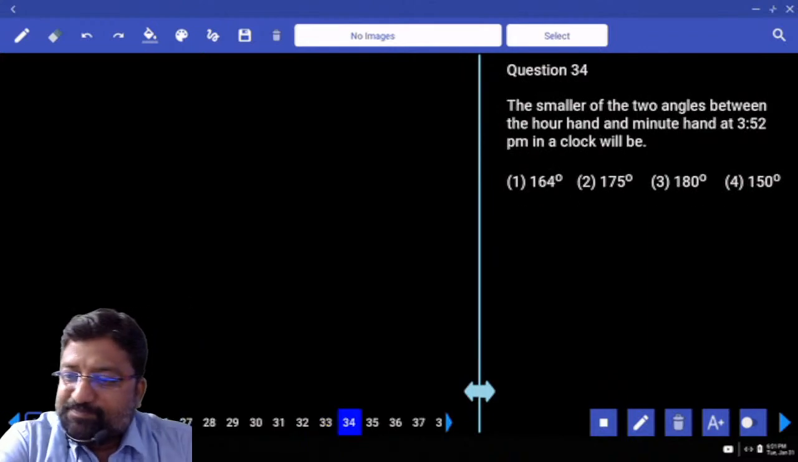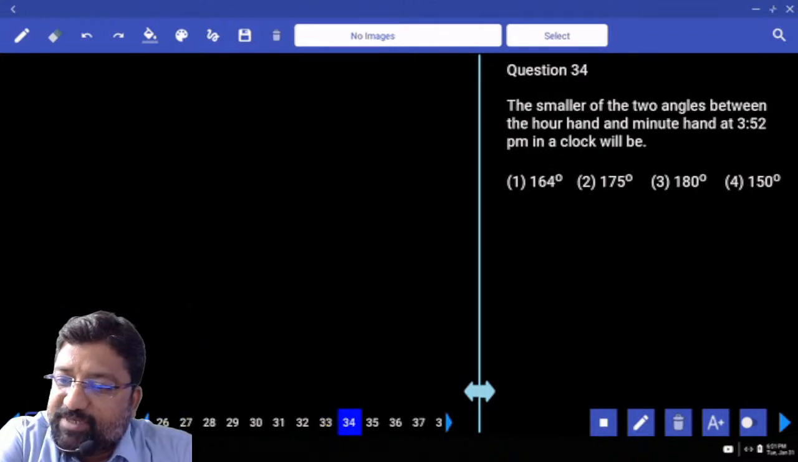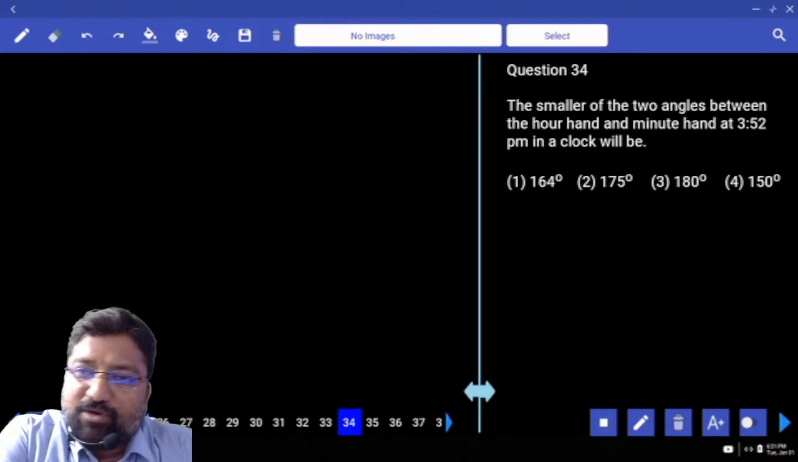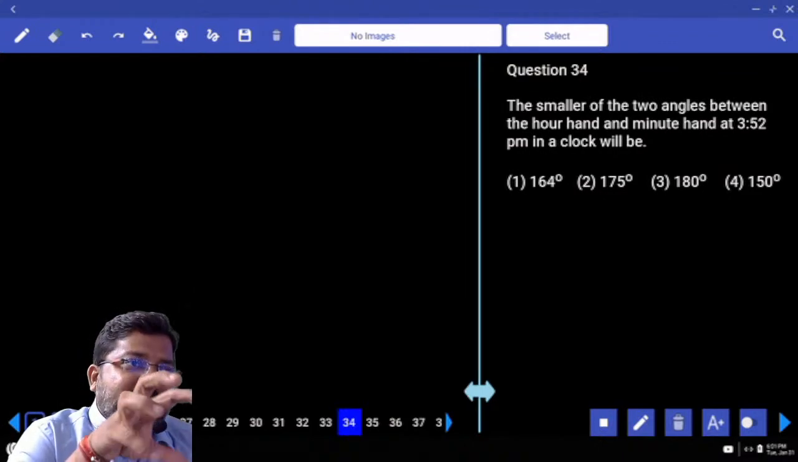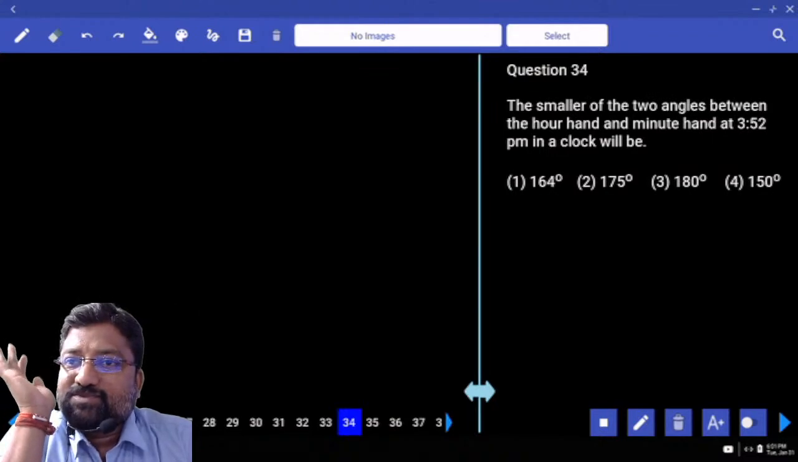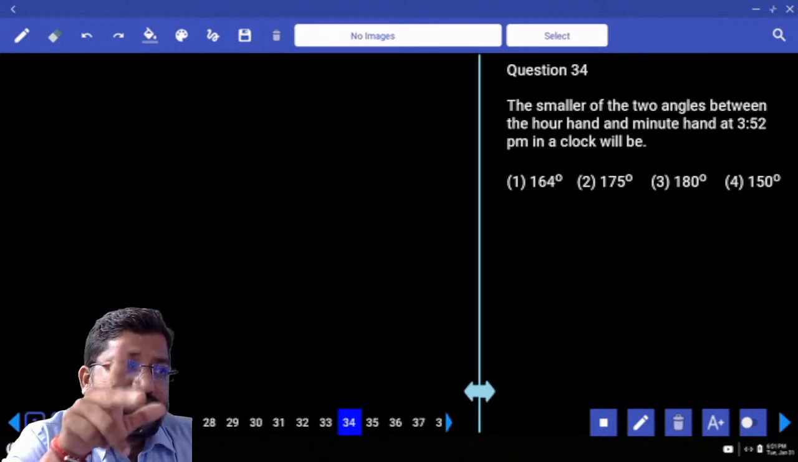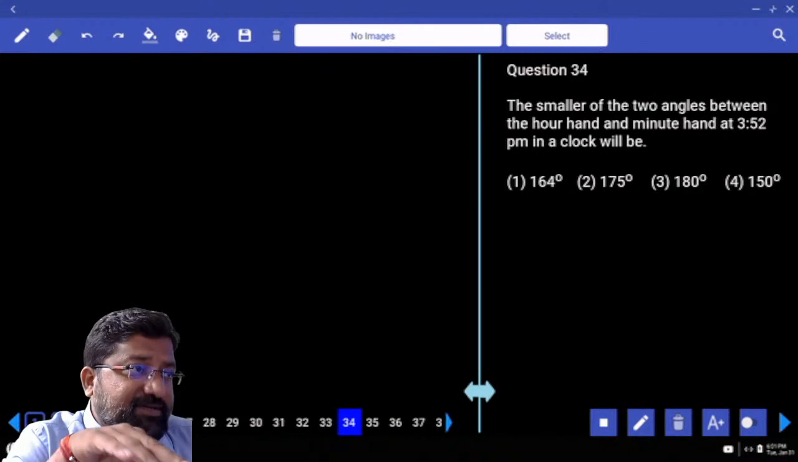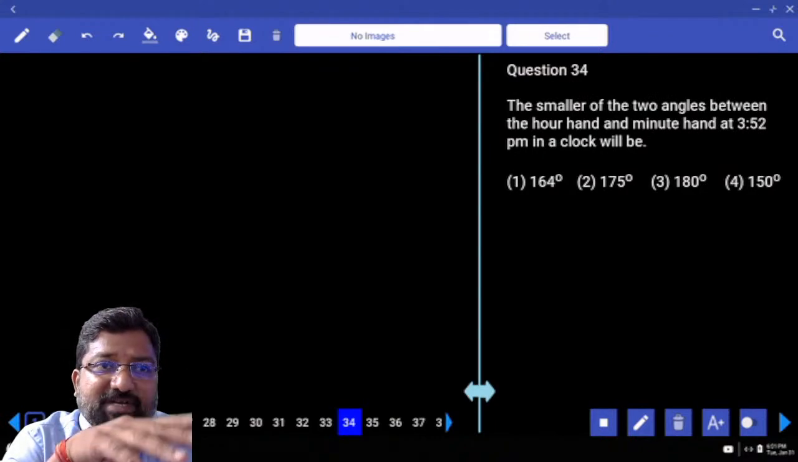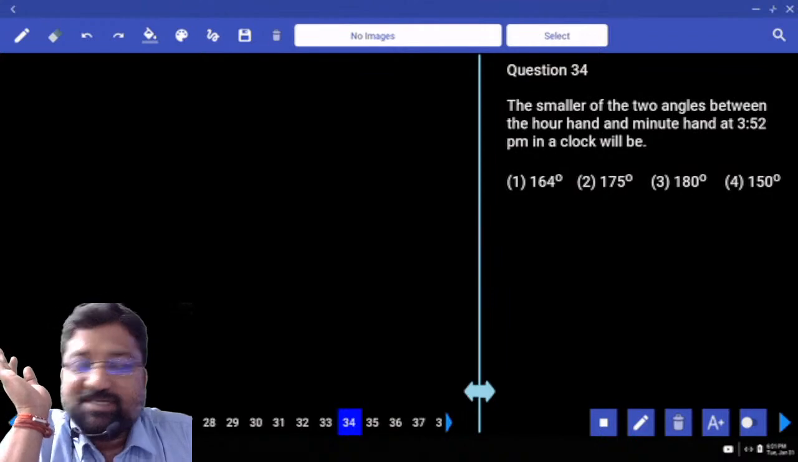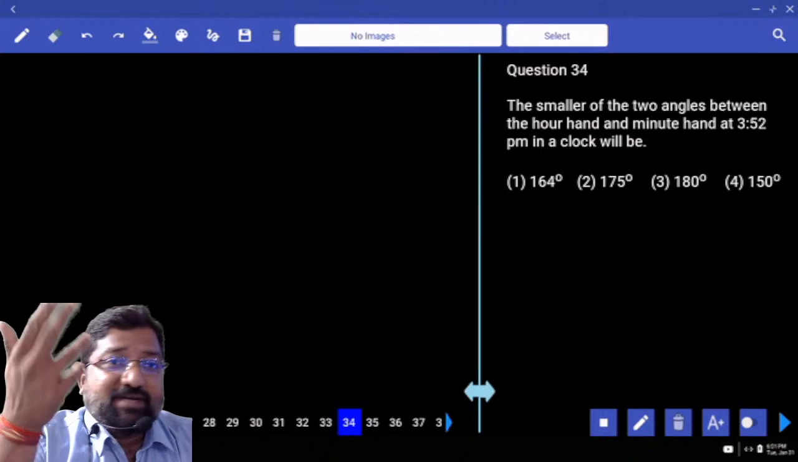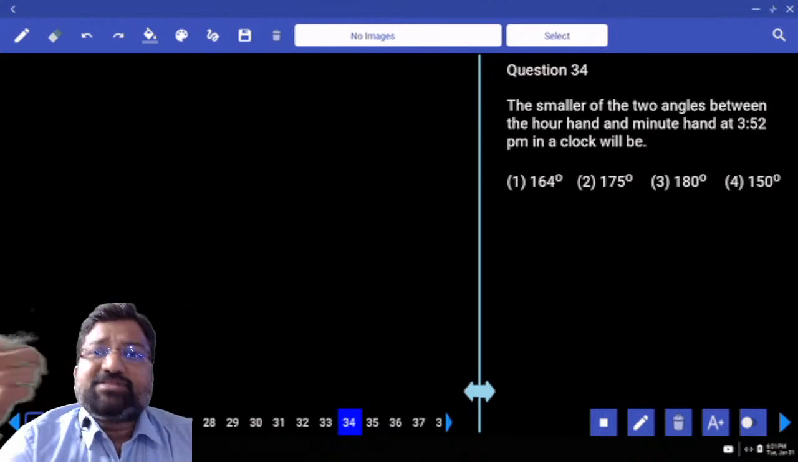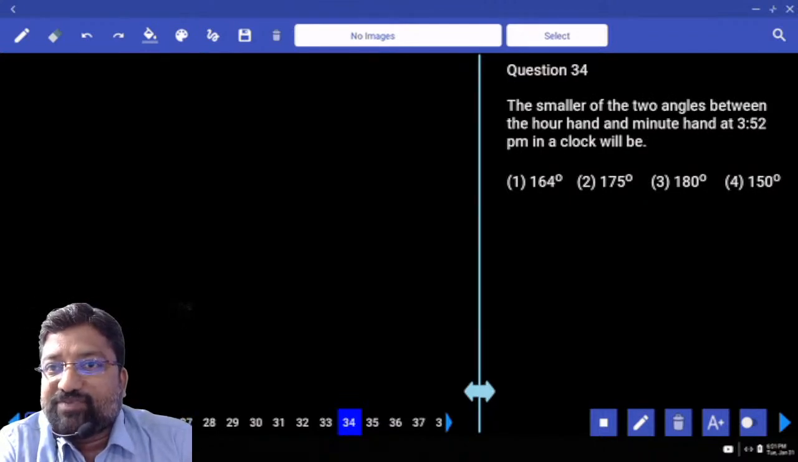Next, 34. The smaller of the 2 angles between the hour hand and the minute hand at 3:52 p.m. in the clock. Always remember one point: always the angle between the two hands of the clock should be less than 180. If you get a value which is less than 180, that will be the smallest. Understood or not? If you get a value which is more than 180, we'll subtract that value from 360.